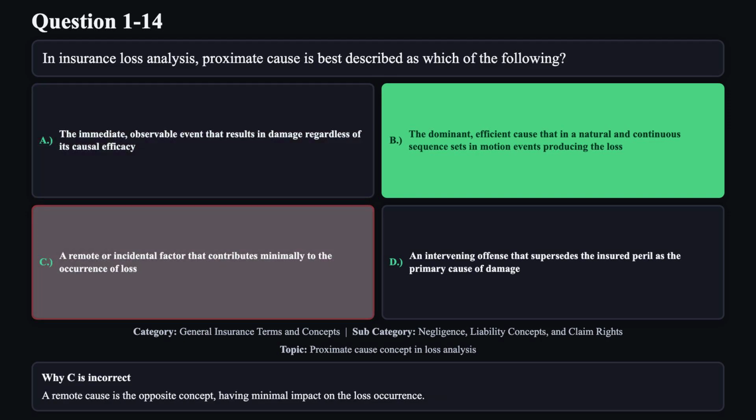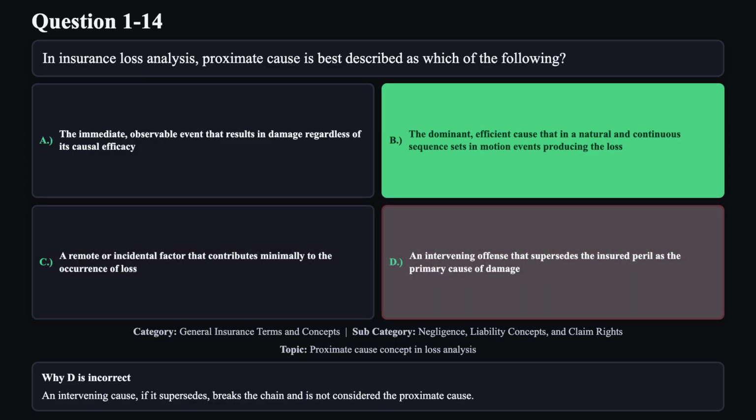Reason C is not correct. A remote cause is the opposite concept, having minimal impact on the loss occurrence. Reason D is not correct. An intervening cause, if it supersedes, breaks the chain, and is not considered the proximate cause.